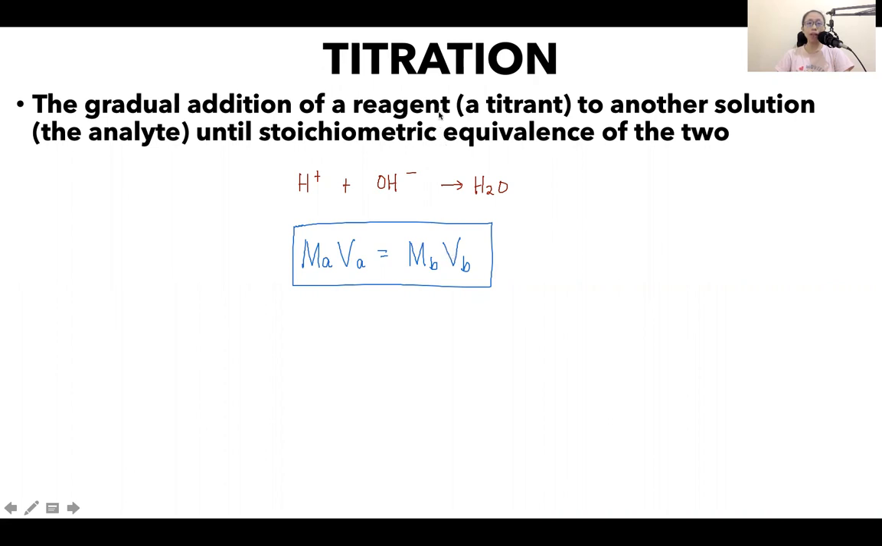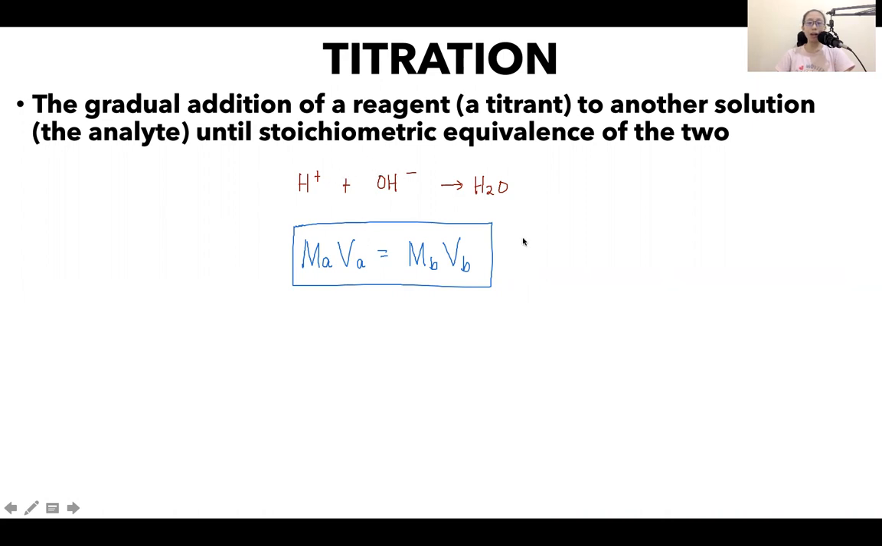So recall that in titration, we stop adding the titrant when we reach stoichiometric equivalence. And the meaning of this stoichiometric equivalence, do you remember? It means that the moles, the amount of added titrant, is equivalent or equal to the amount of your analyte. That is why in our formula, we are equating the moles. Now, don't forget, this formula is if the reaction is 1:1.